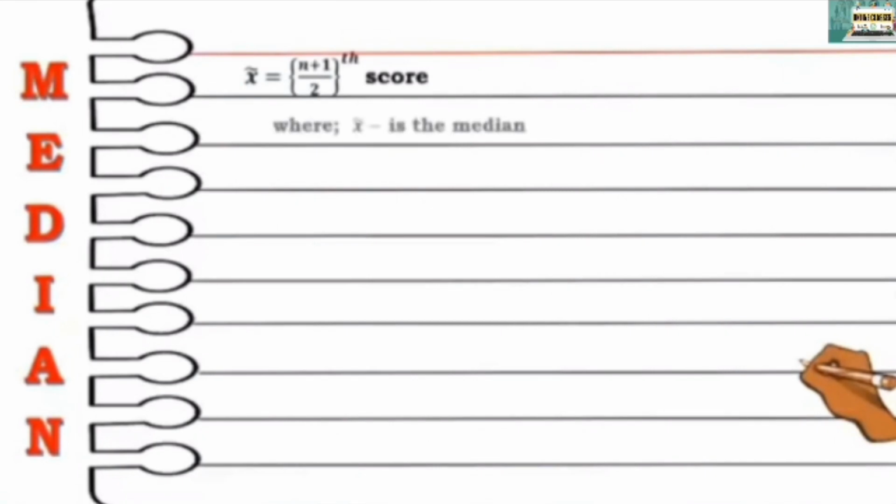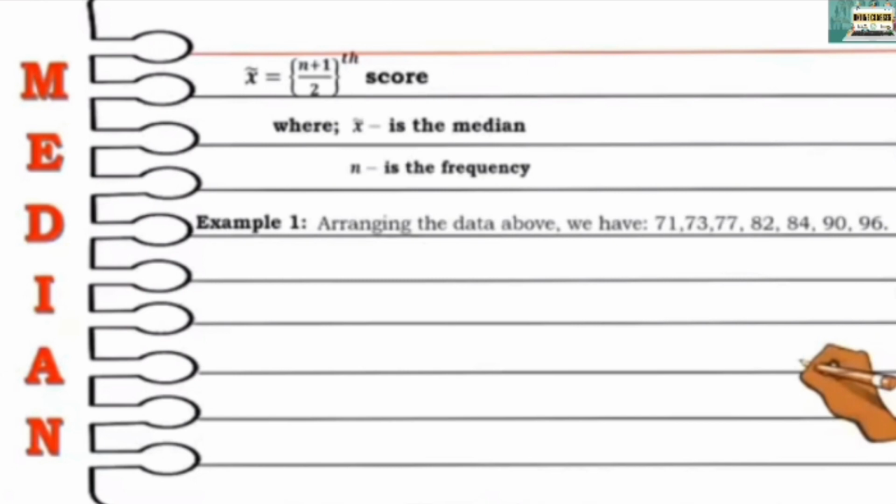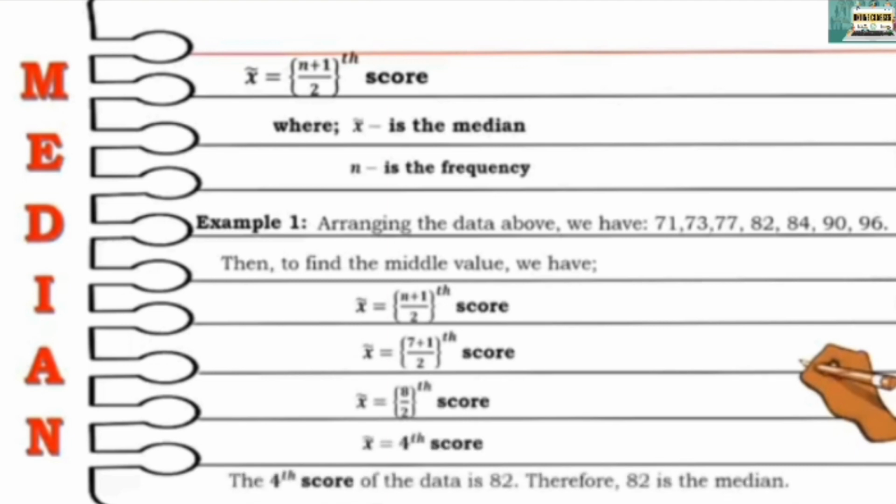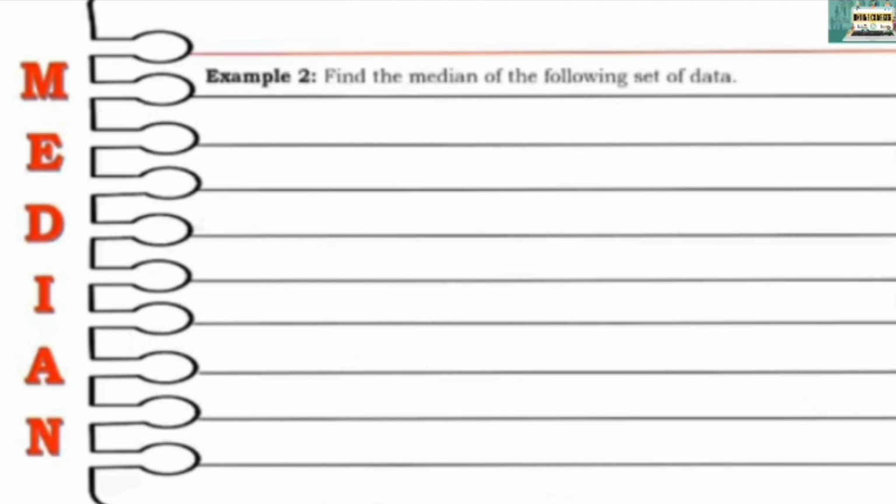This formula can be used to identify the position of the median of a given set of ungrouped data. For example, arranging in ascending order the same data from the COVID-19 cases from March 21 to 27, 2020, we have the following. Then, to find the middle value, we use the formula. The fourth score of the data is 82. Therefore, 82 is the median. Let us have example number 2.